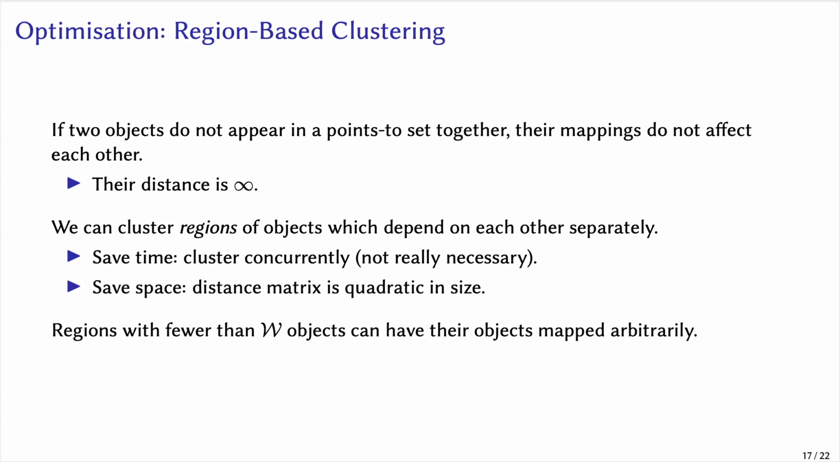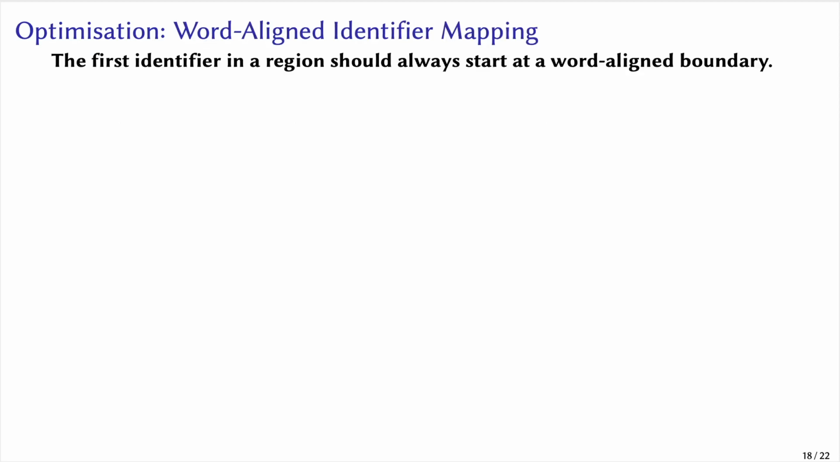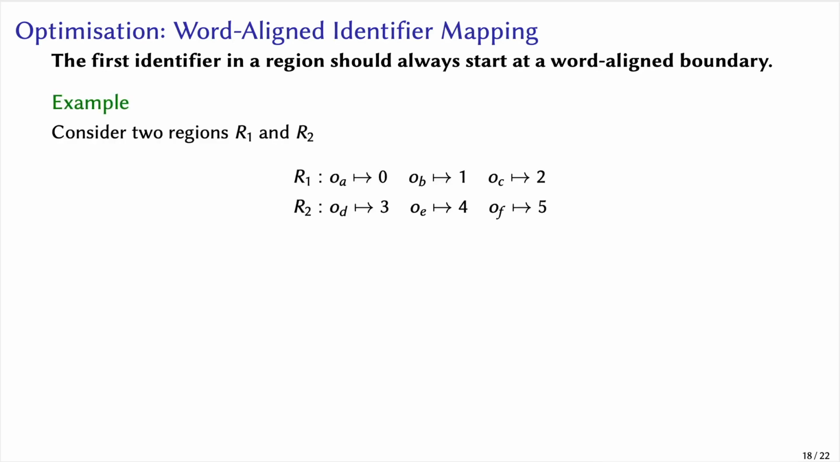Furthermore, regions with fewer objects than the word size can have their objects mapped arbitrarily. Clustering will not improve the result, as any PointsTo set with objects in such regions will require just one word. For an optimization focused on the actual result, the lowest identifier in a region should always start at a word-aligned boundary. Let's take a look at an example of why.